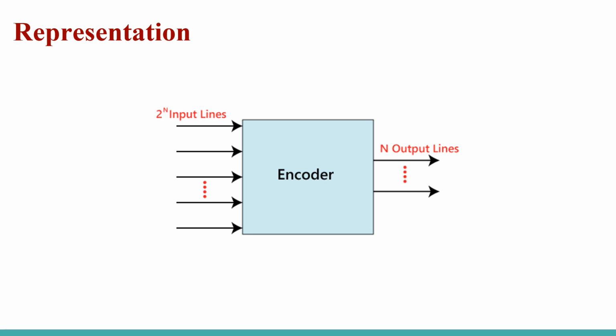So how do we represent the encoder? Simply the same diagram I just indicated. Now see, here it is the encoder. It consists of 2 power n input lines and n output lines. It encodes 2 power n input lines to n output lines. So it is also known as binary equivalent. We will go for some examples.